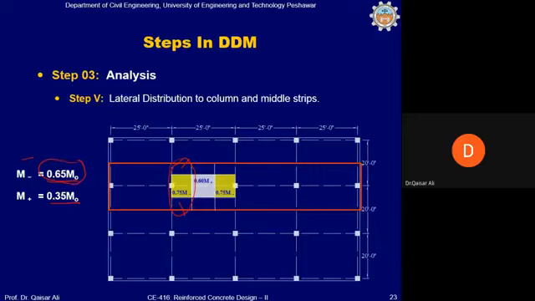For the positive bending moment 0.35 M naught, this will be multiplied by 0.6. So 60% of the total positive bending moment will be given to the column strip, and the remaining 40% will be divided into the two middle strips on both sides of the column center line. On the other side of the column, the bending moment distribution is the same.